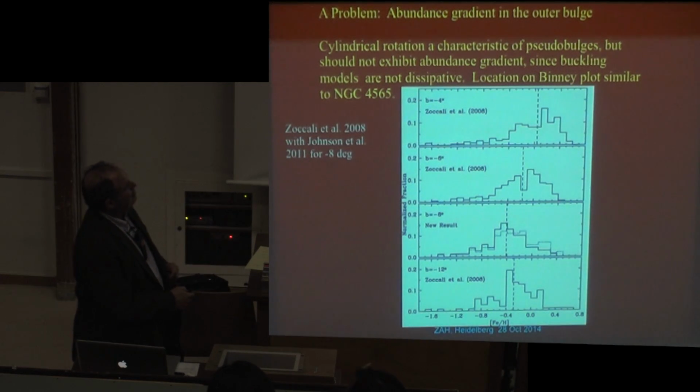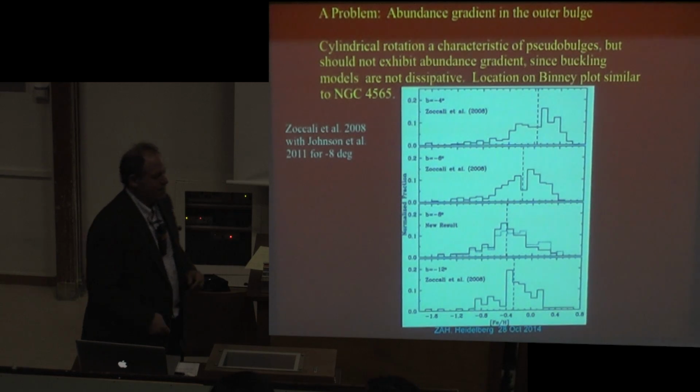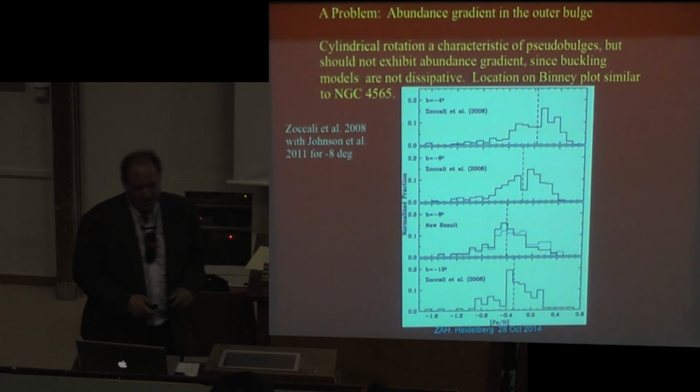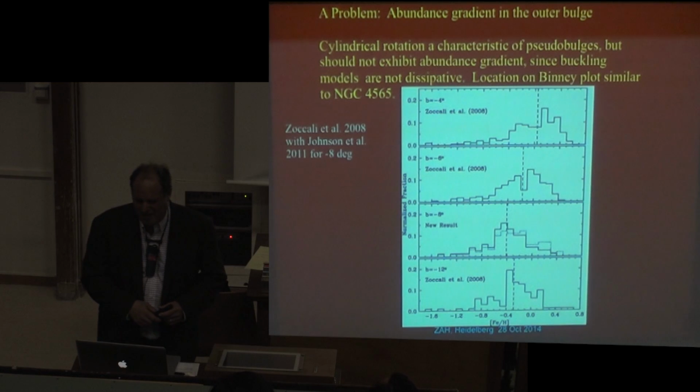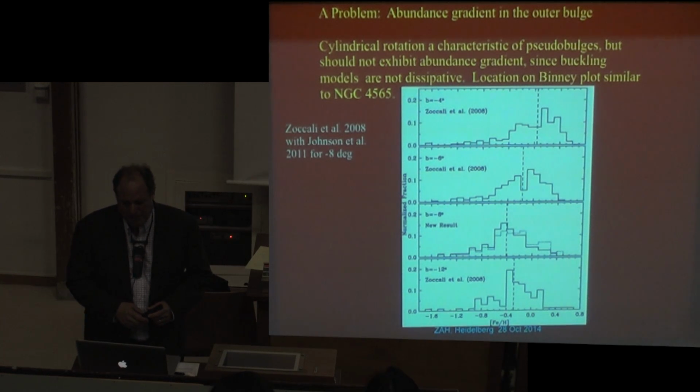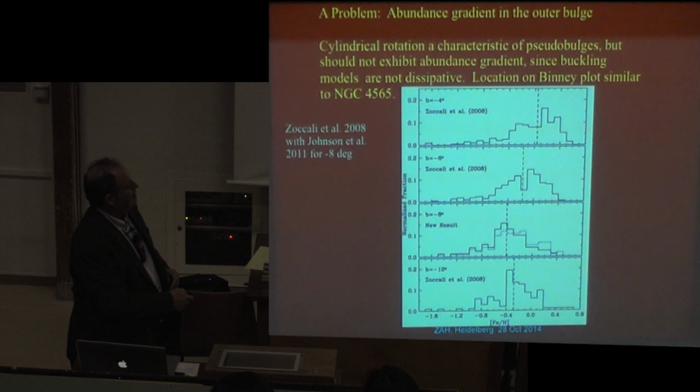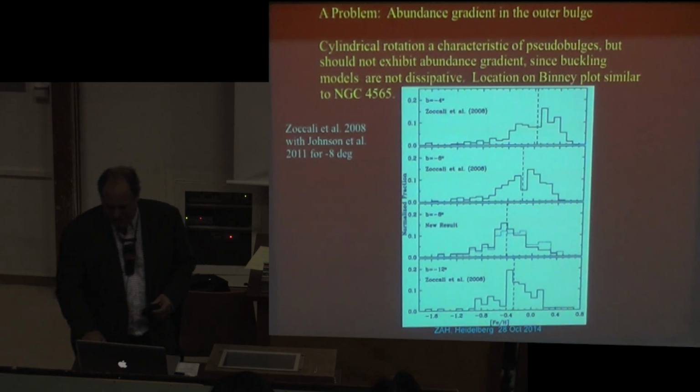There is an interesting problem. There is definitely an abundance gradient in the bulge. It's been known for many different methods of measurement. This was high-resolution work from Zoccali et al. 2008. It was also discovered in the infrared, asserted in colors, in optical colors, and it's well established outward of -4 degrees.